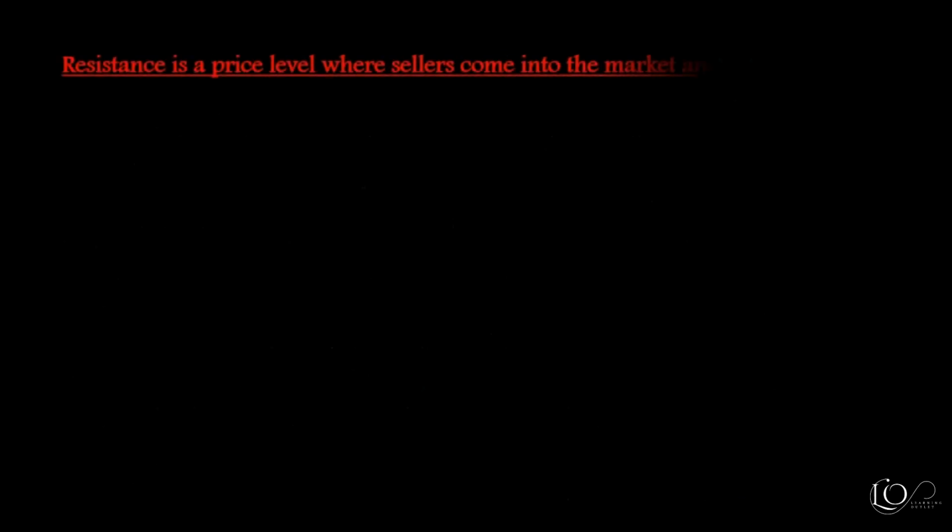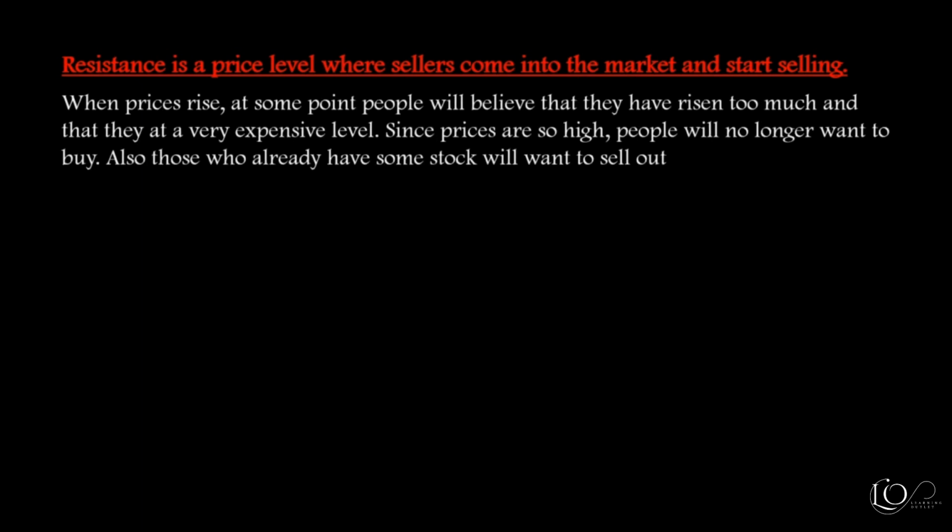Similarly, resistance is a price level where sellers are coming into the market and they start selling a product. So when prices are rising and they're going up and they're going out of control, things are becoming very expensive. People wouldn't want to buy. They want to sell. So if anyone is already holding on to some kind of product and that price goes very high, they can just sell it off in order to make a good profit.